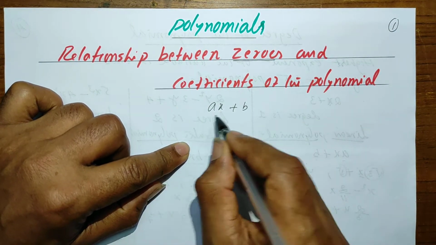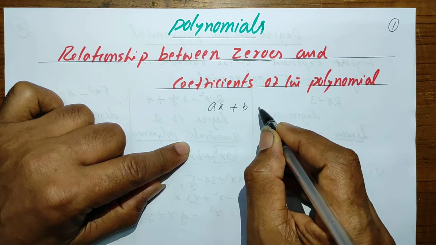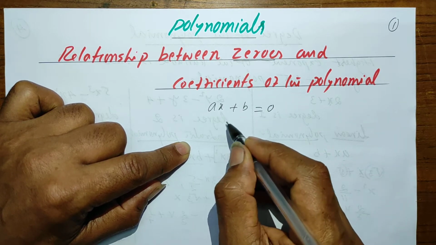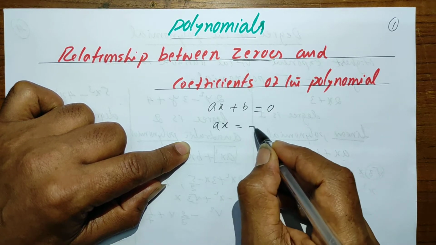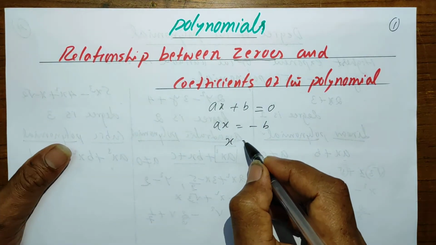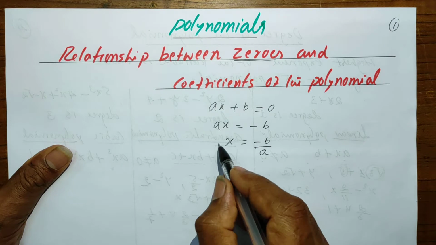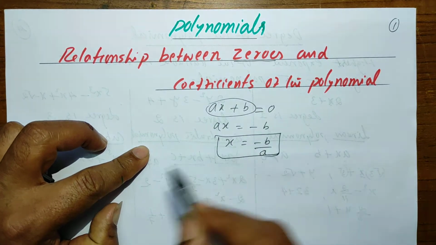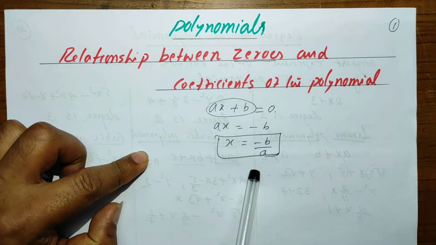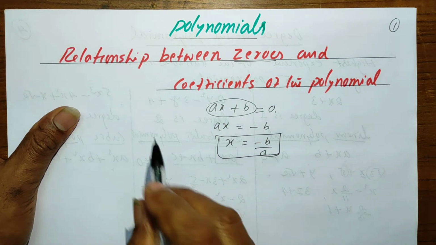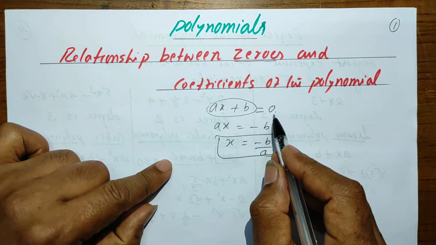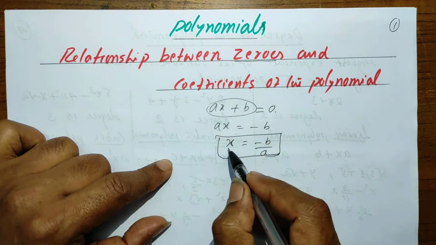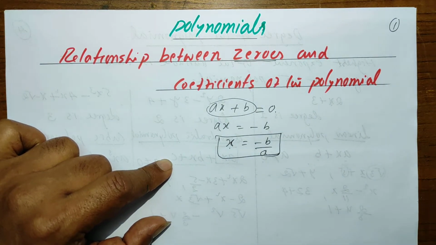See, this polynomial should be equal to 0. So when it is equated to 0, you can find the value of the variable. So ax is equal to minus b, x equals minus b by a. So this is the value of the variable for which the value of the polynomial is 0. So whenever a linear polynomial is given, it should be equated to 0 and you have to solve for x.